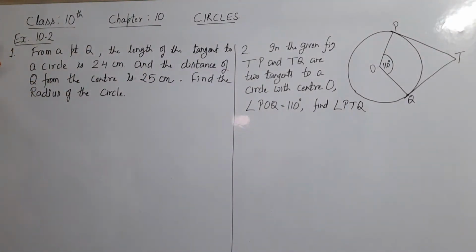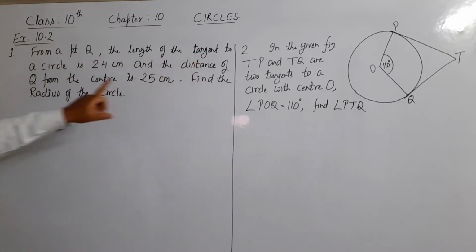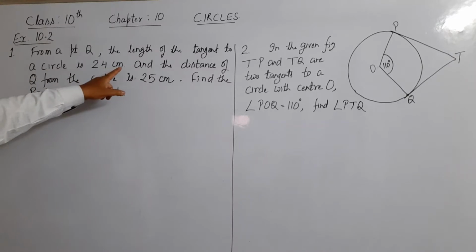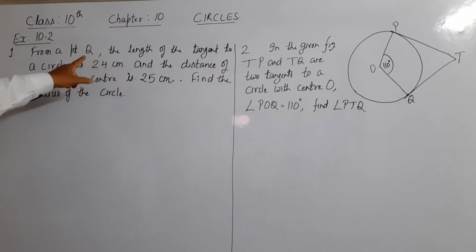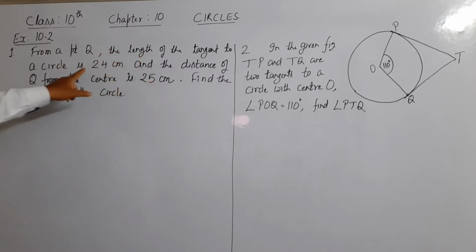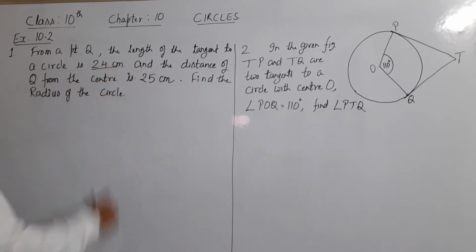Exercise 10.2, question number 1. The question is, from a point Q, the length of tangent to a circle is 24 centimeter. एक पॉइंट Q है जिससे टेंजेंट डाला है एक सर्कल पे जिसकी लेंथ है 24 सेंटीमीटर. And the distance of Q from the center is 25 centimeter.